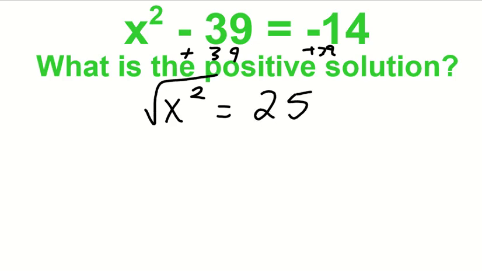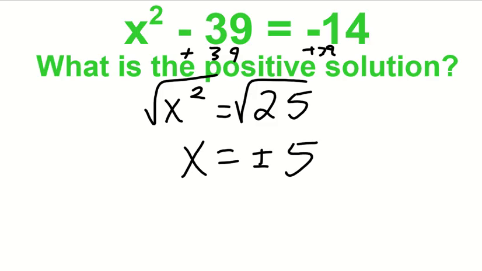Get rid of x squared, take the square root of each side. When we take the square root, you're looking at what number times itself equals that number. 25 is 5 times 5, or negative 5 times negative 5. Since it was the positive solution, our answer we're looking for is positive 5.